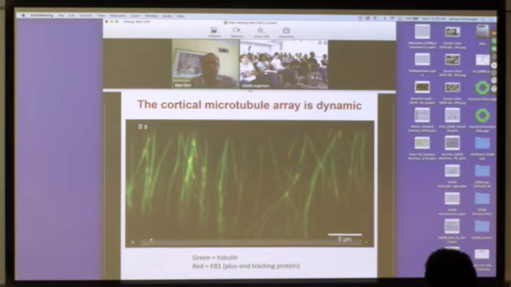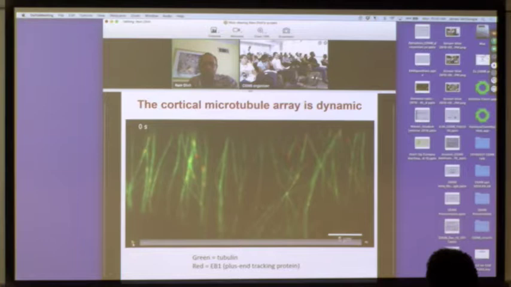And so this movie is just showing you one plant cell. We're focused in on an epidermal cell on the surface of an Arabidopsis stem. We have labeled the microtubules green by tagging the subunit that makes up microtubules, called tubulin, with GFP, and the red signal is a protein that labels the growing ends of the microtubules, so they're easy to follow.